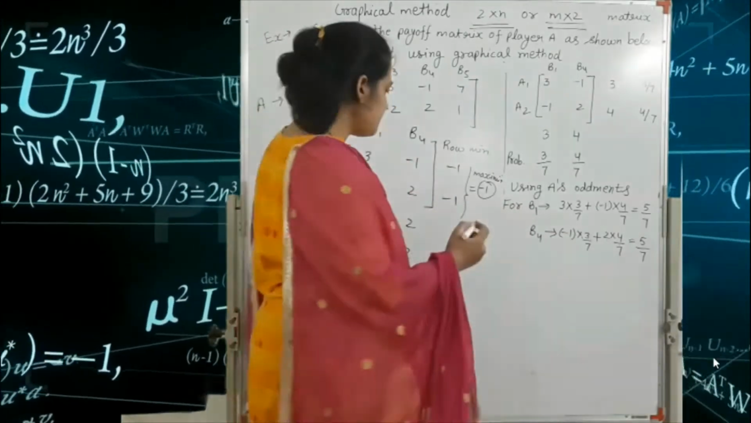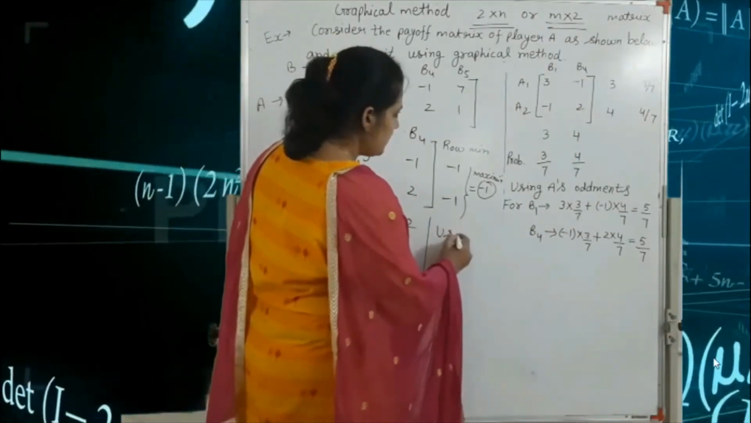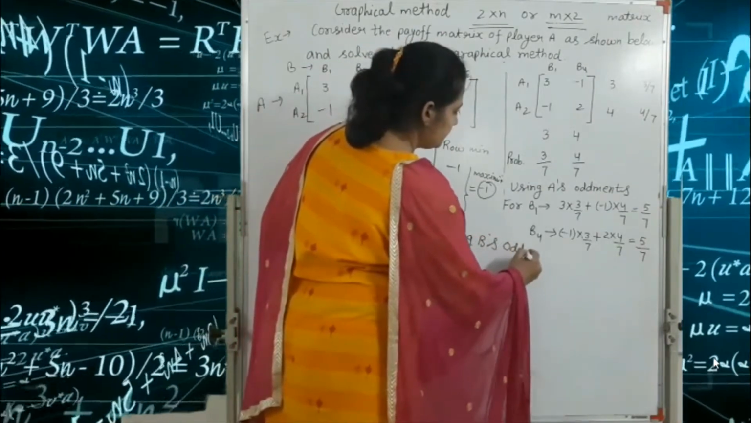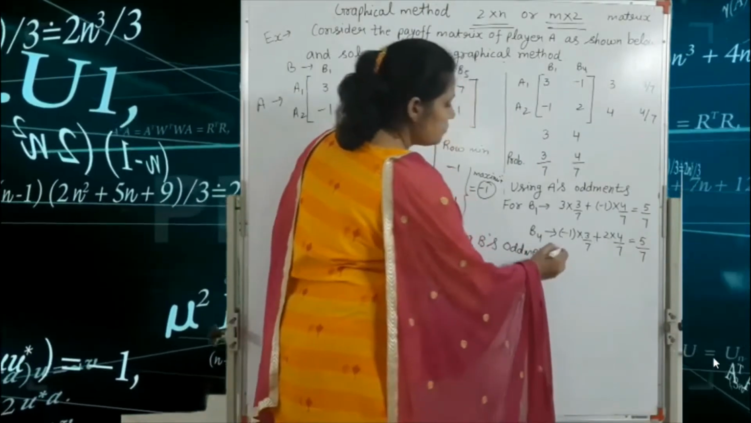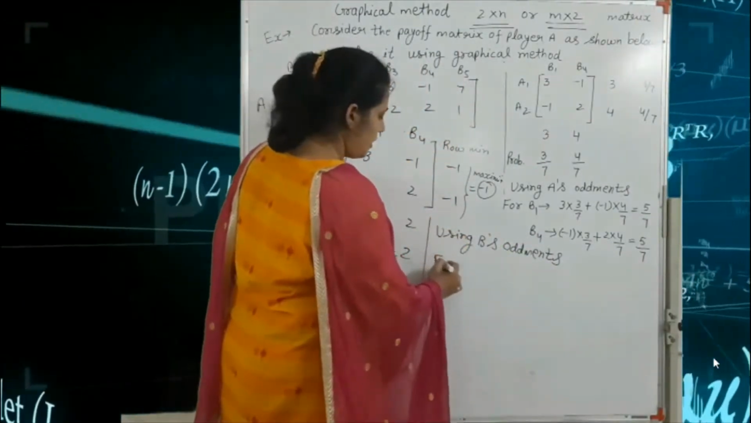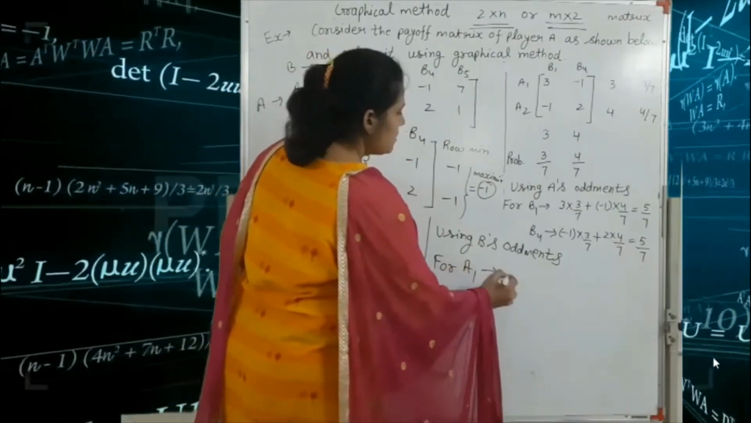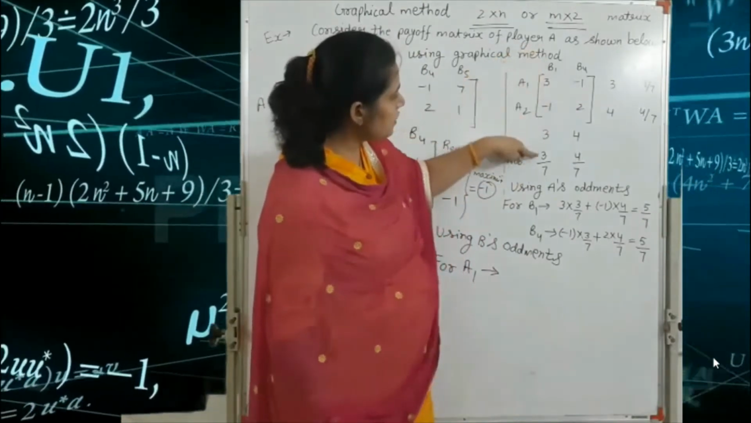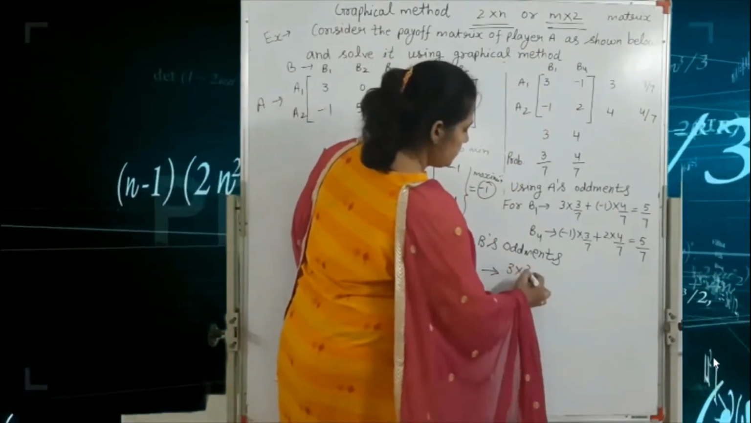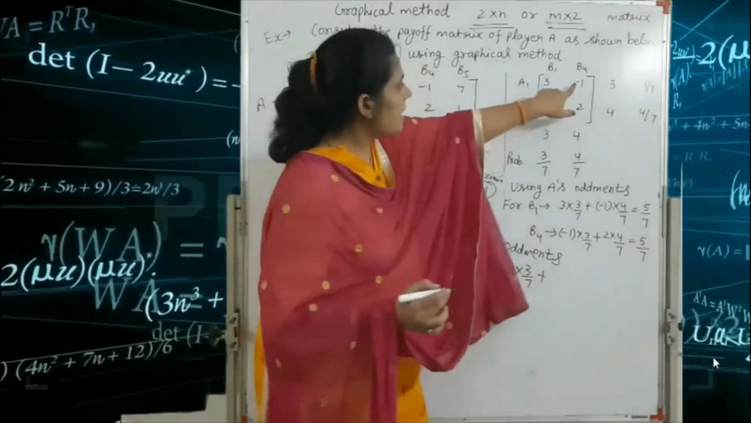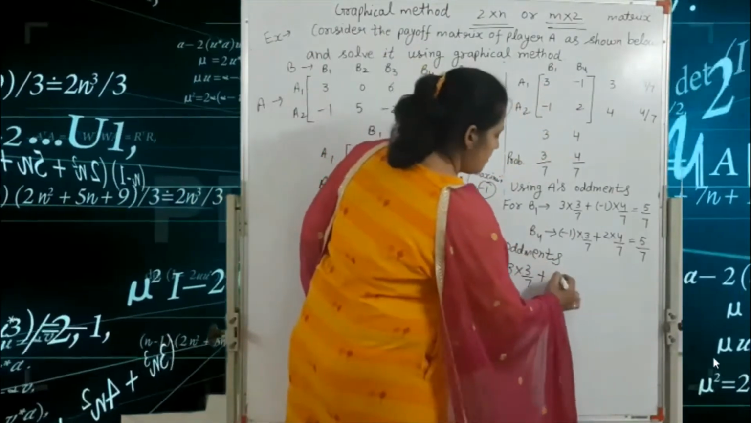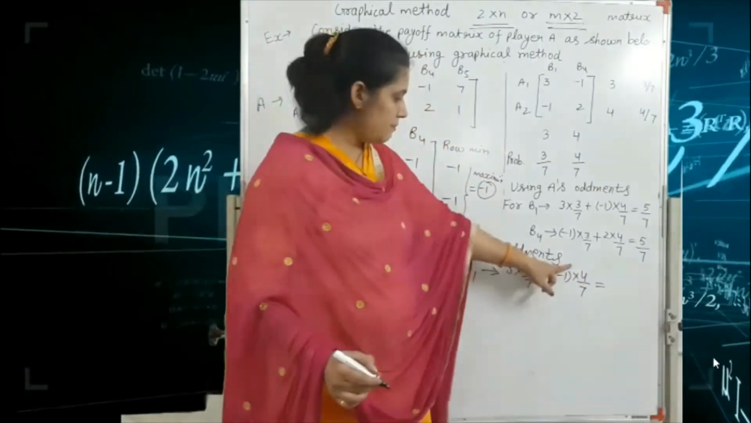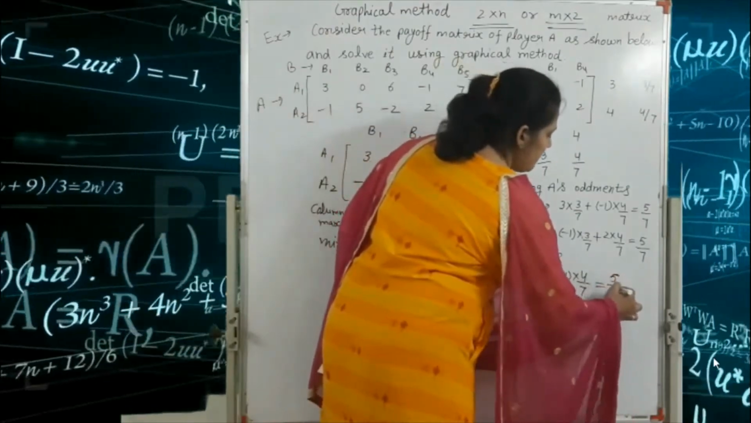So next step is what? Next step is using these oddments. So we use the A1 and A2. So for A1, this value is 7. Okay. So 3 into 3 by 7 plus minus 1 into 4 by 7. So minus 1 into 4 by 7. So here 3 threes are 9 minus 4. That means 5 by 7.